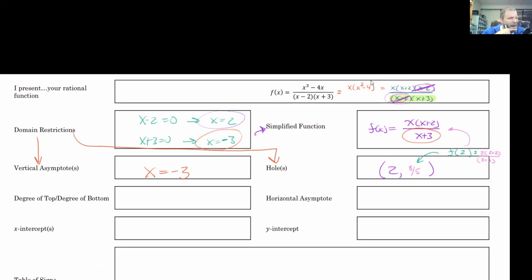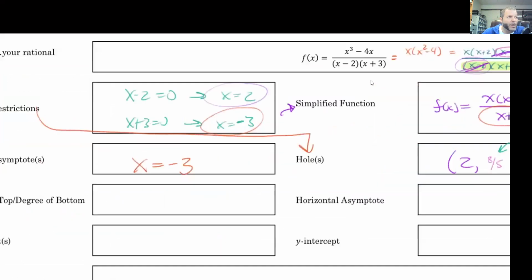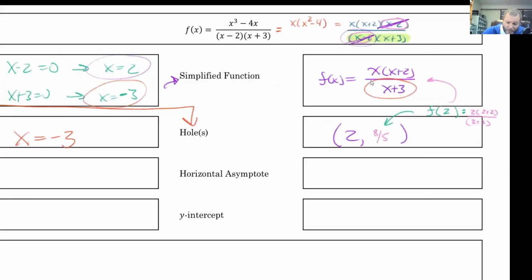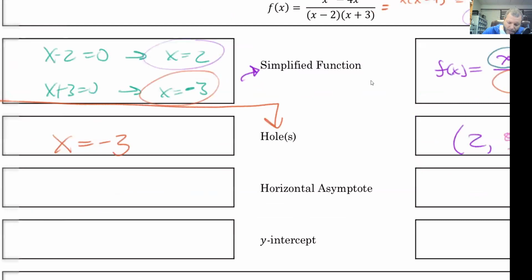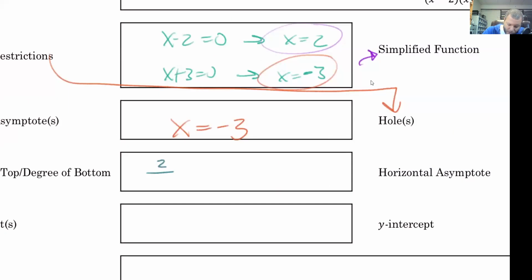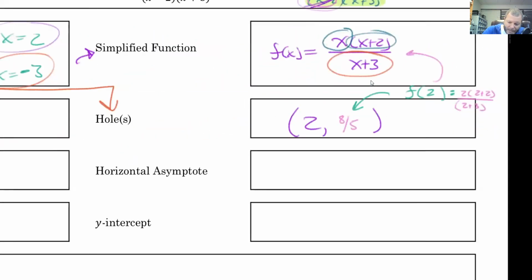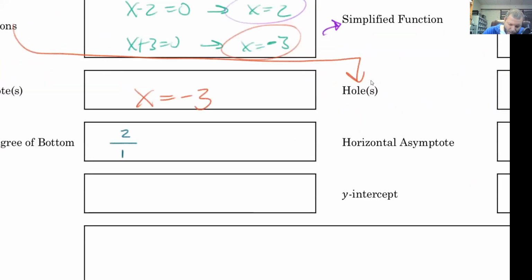It actually doesn't matter if you use the original function or the simplified version. You'll get the same relationship either way. So I'm going to use the simplified version. In the simplified version, I have x to the first power, x plus 2 to the first power, so the degree of my top is going to be 2. In the denominator, I just have x plus 3 to the first power, so it's going to be 2 over 1.